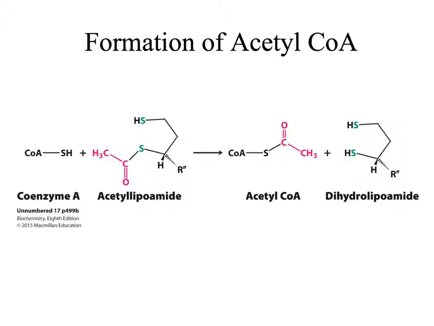Once that occurs and we have the formation here of the acetyl-lipoamide, E2 is going to catalyze the transfer of the acetyl group to coenzyme A. And that's going to allow for the production of acetyl-CoA. We also have the result of that transfer, which is this dihydrolipoamide.